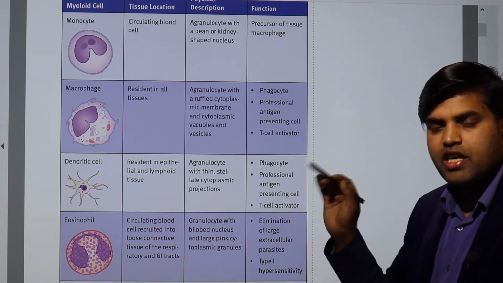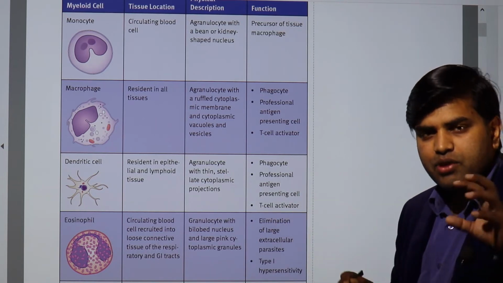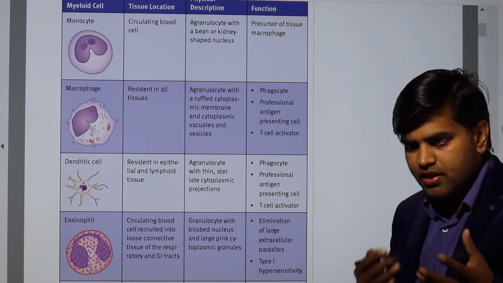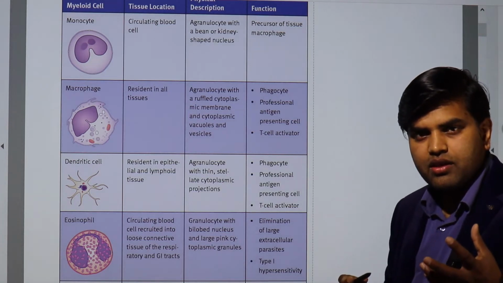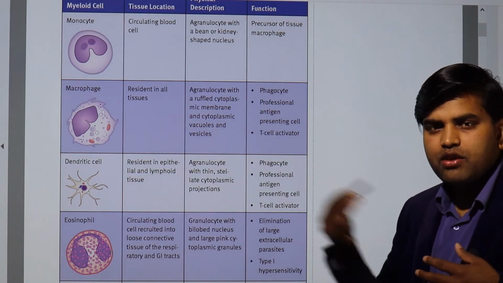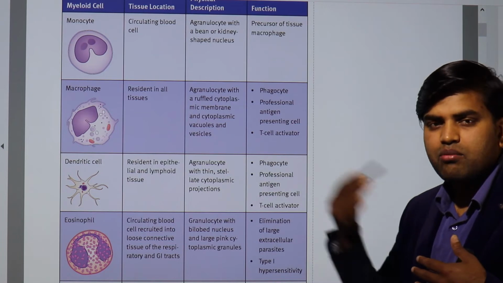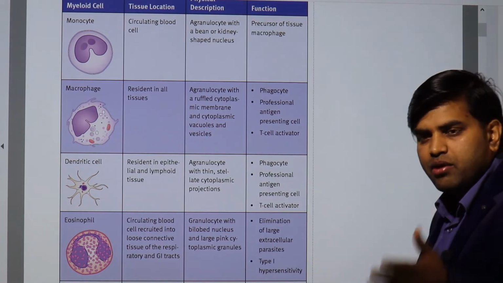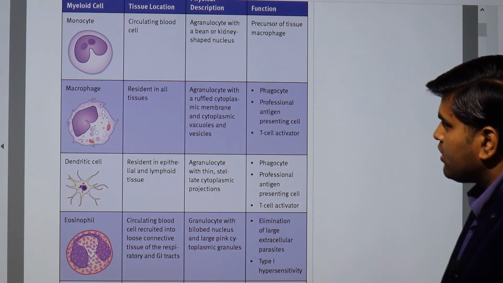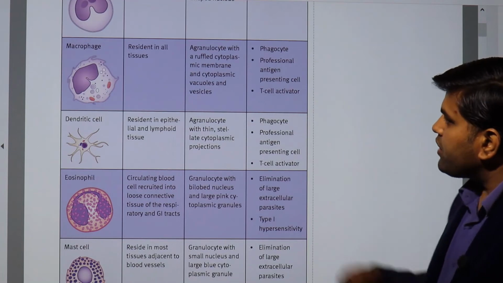So macrophage is actually an antigen presenting cell that presents all your antigen, and this protein in nature component is processed by it and then goes to the T cell, that activates the T cell. That T cell will activate the B cell and form the antibody. Okay, now coming to the dendritic cell.